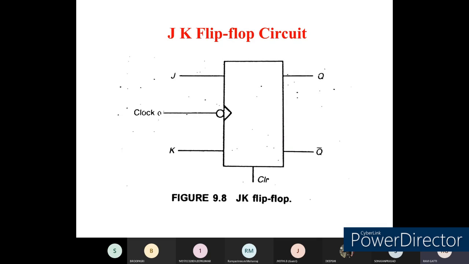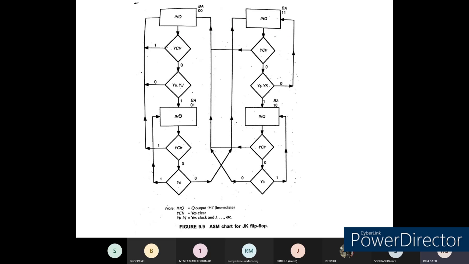So in order to avoid that race around condition, we have come up with one more type of implementation of a JK flip-flop, that we call the master and slave JK flip-flop. Okay, so you can see here this is how we can implement the asynchronous state machine for the master and slave JK flip-flop. So this is the asynchronous finite state machine chart for the JK flip-flop.